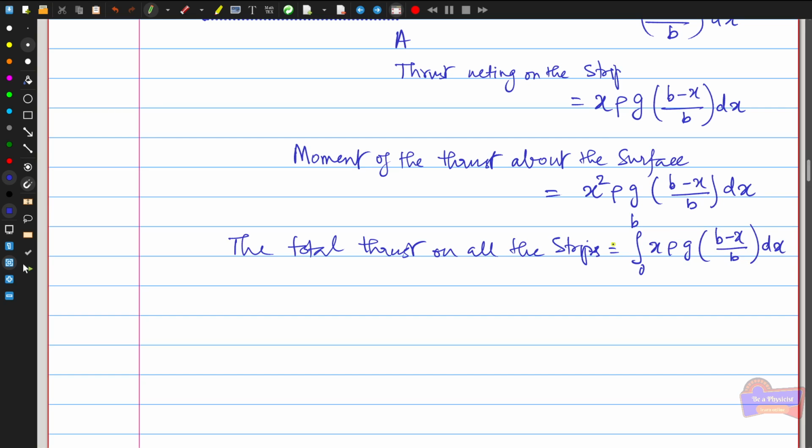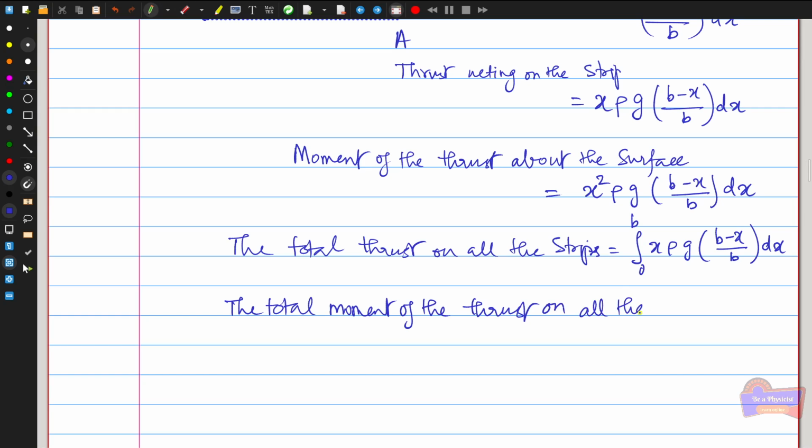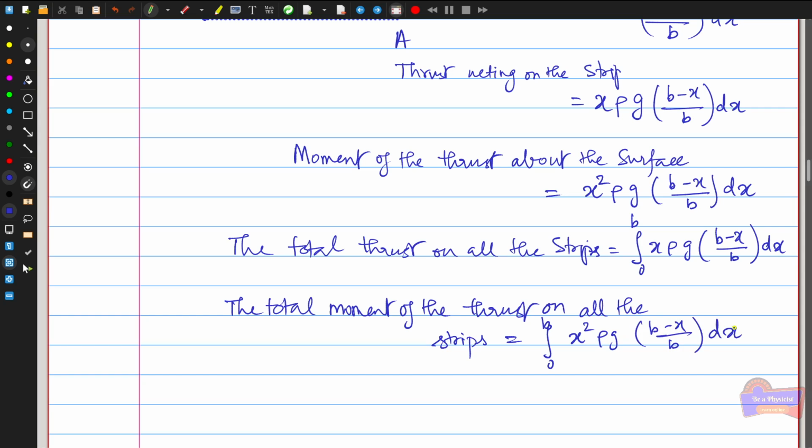Similarly, I can find out the total moment of the thrust on all the strips, which is equal to the integration from 0 to b of x squared rho g into (b minus x) divided by b into dx.